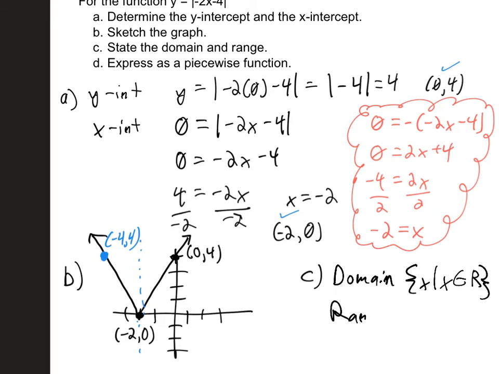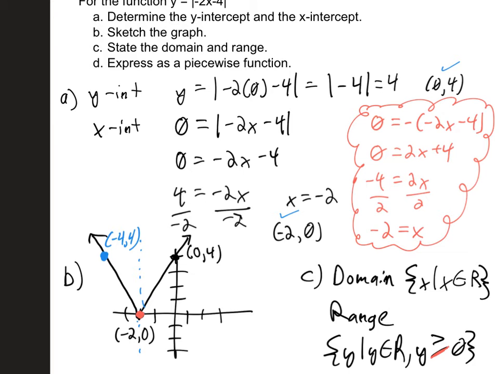The range does have a restriction though. So y such that y is an element of the real number system. But note that we can't have any y values that are below 0, given that this is an absolute value function. So y must be greater than or equal to 0. Greater than or equal to, because that x-intercept is a valid point on this graph.